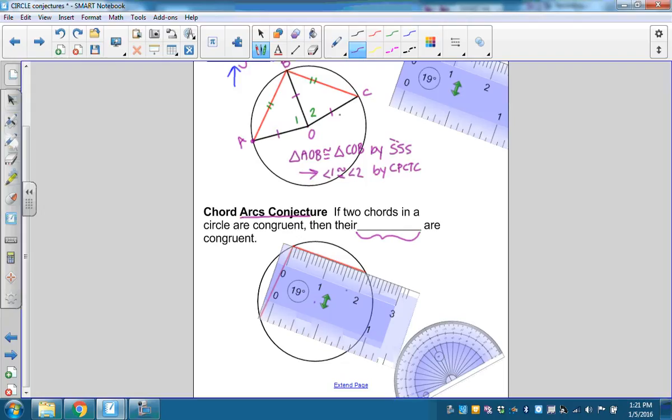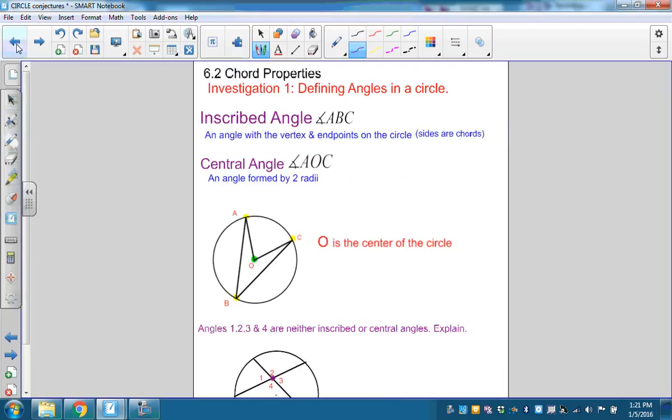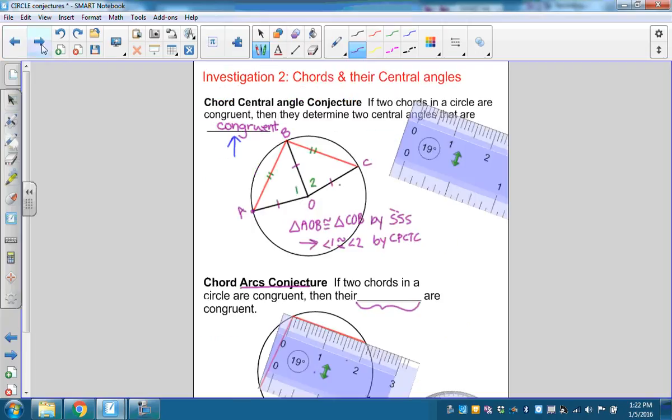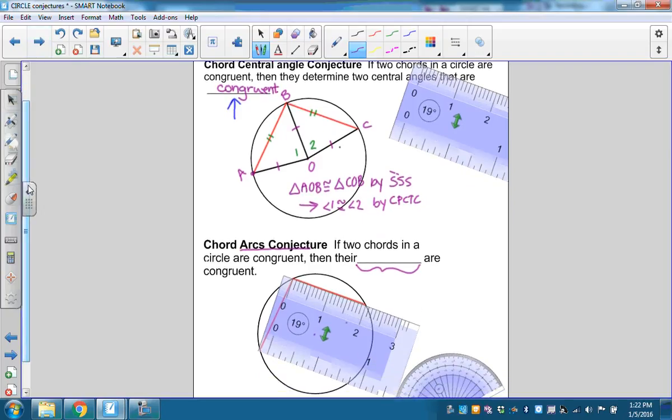So what we learned today in class is that if this angle was, say, 65 degrees, then that angle would have to be 65 degrees, because the central angle always has the same degree measure as the intercepted arc. So if angles 1 and 2 in this picture above are congruent, then we would know that arc BC and arc AB would also have to be the same, because they would have the same angle measure.